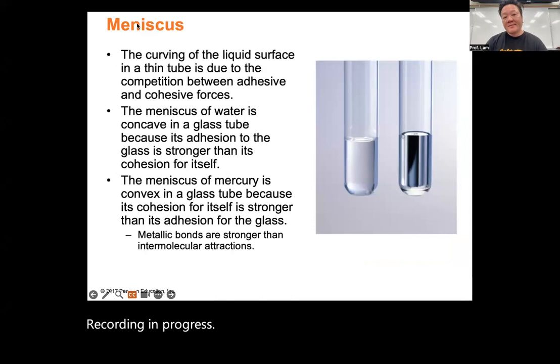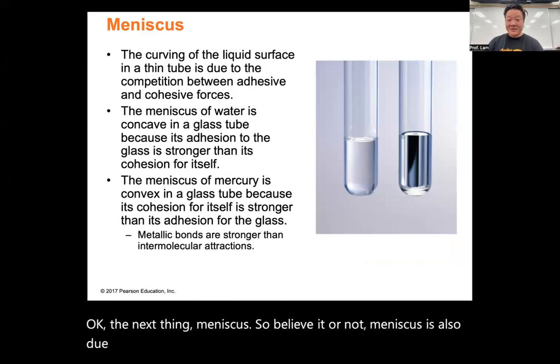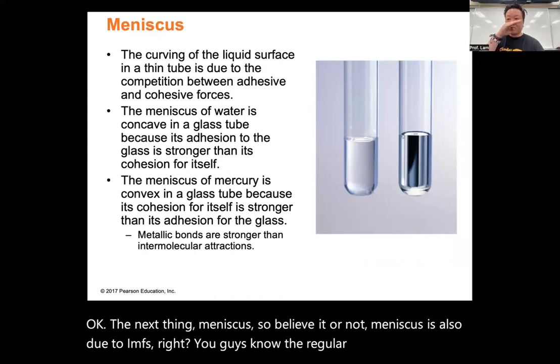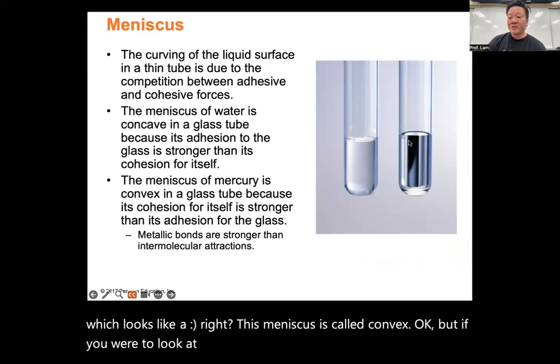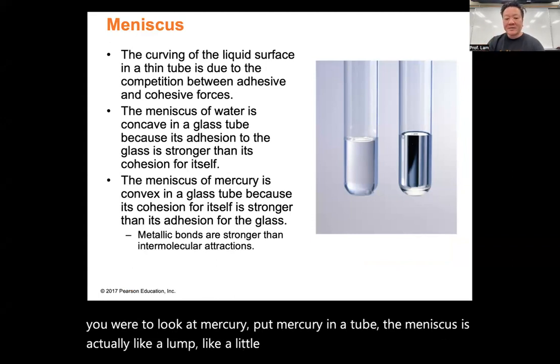Okay. The next thing, meniscus. So believe it or not, meniscus is also due to IMFs, right? You guys know the regular meniscus of water, which looks like a smiley face, right? But if you were to look at mercury, put mercury in a tube, the meniscus is actually like a lump, like a little hill.